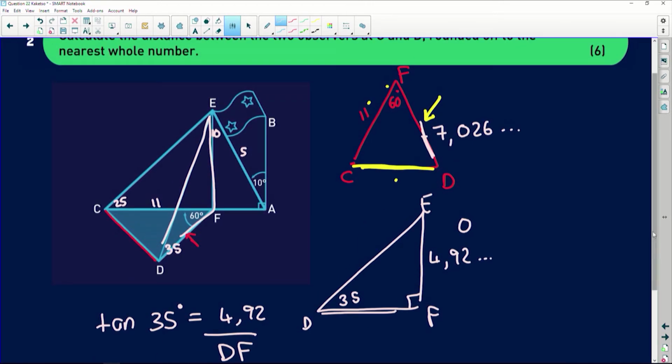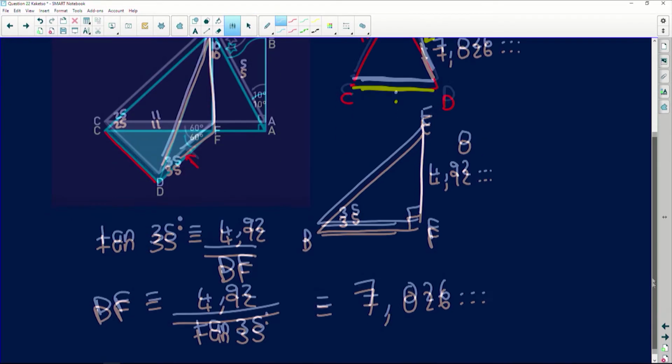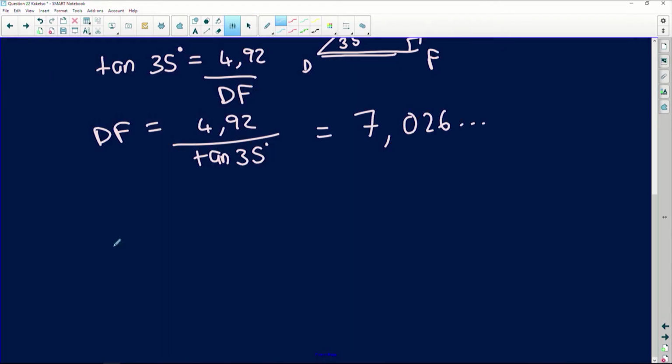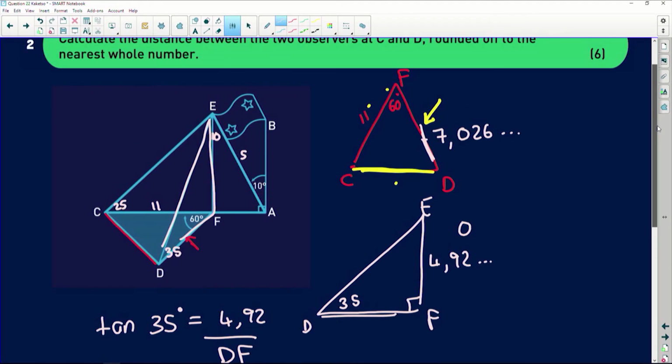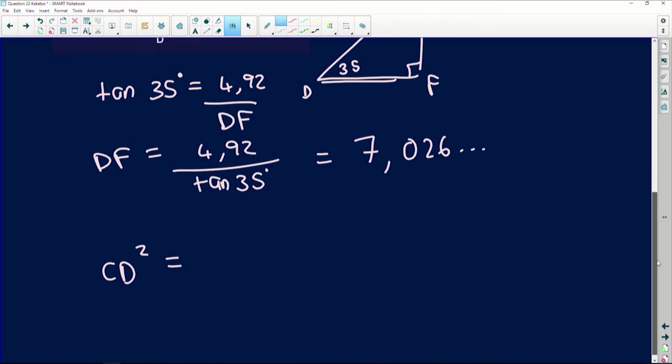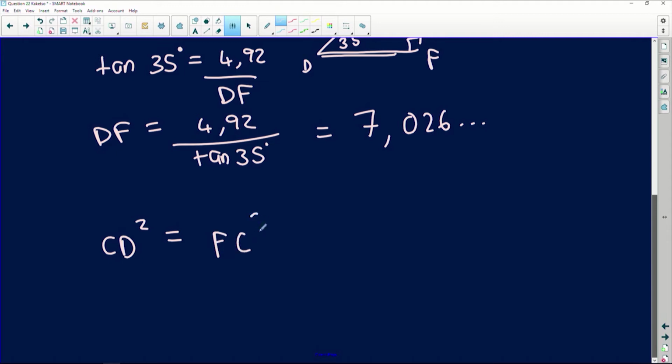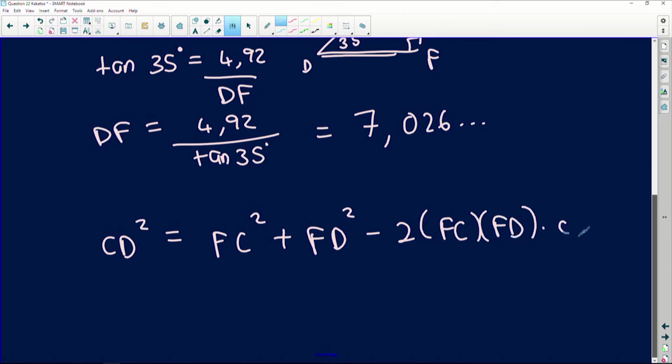I want to try and get that triangle down here. No, let me just keep going. So, we find that CD squared is equal to, let's have a look at the triangle, FC squared plus FD squared minus twice their product multiplied by cos of their included angle.